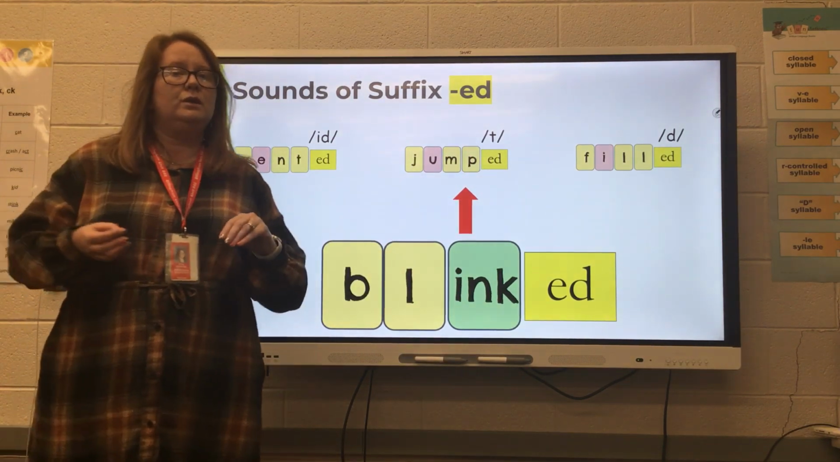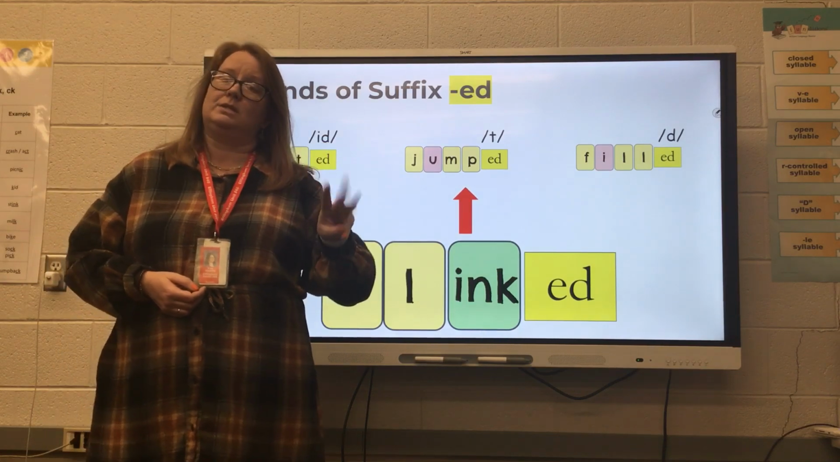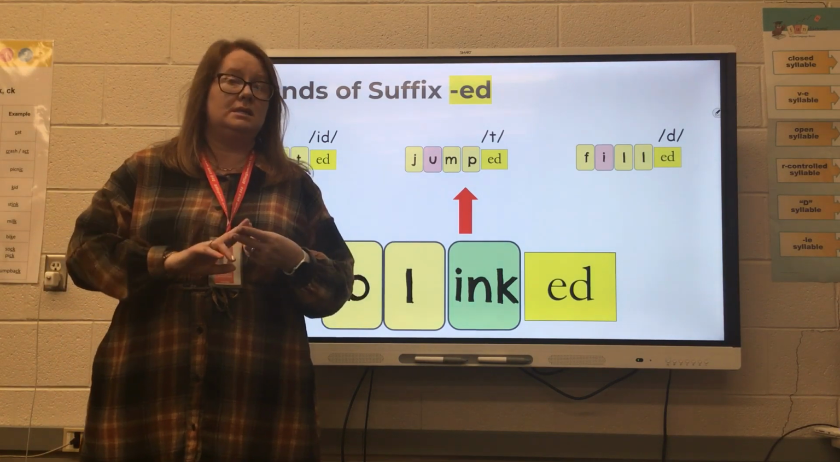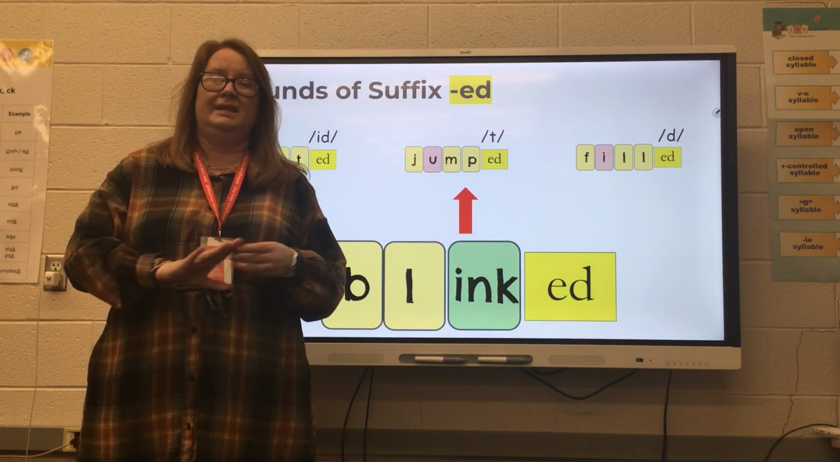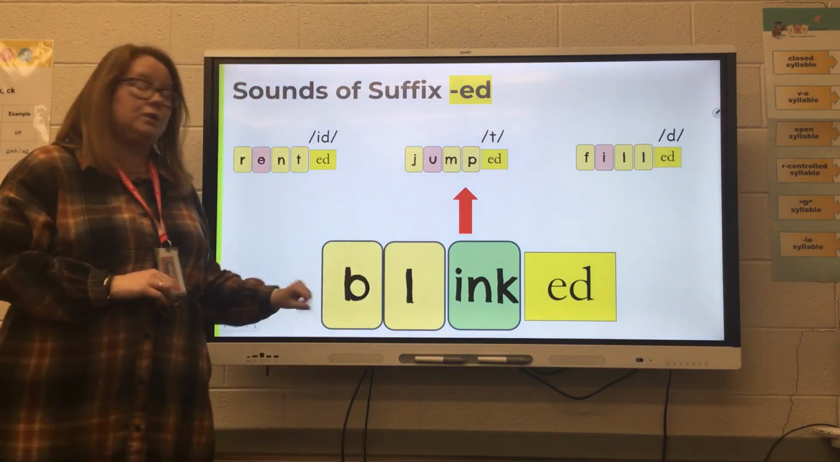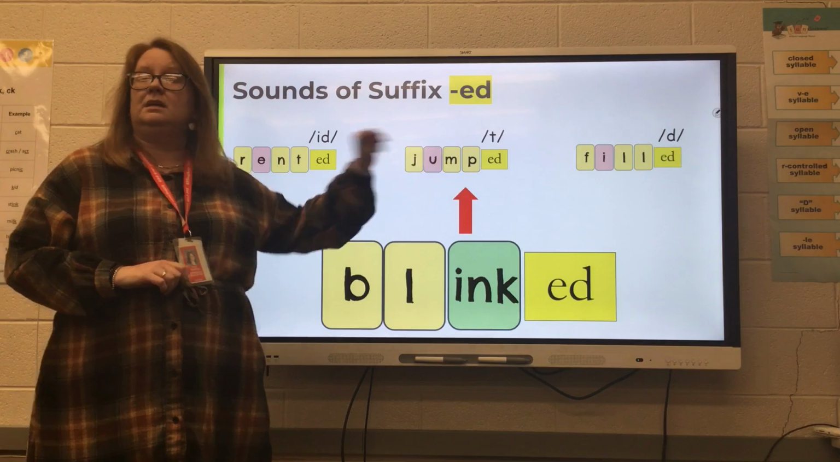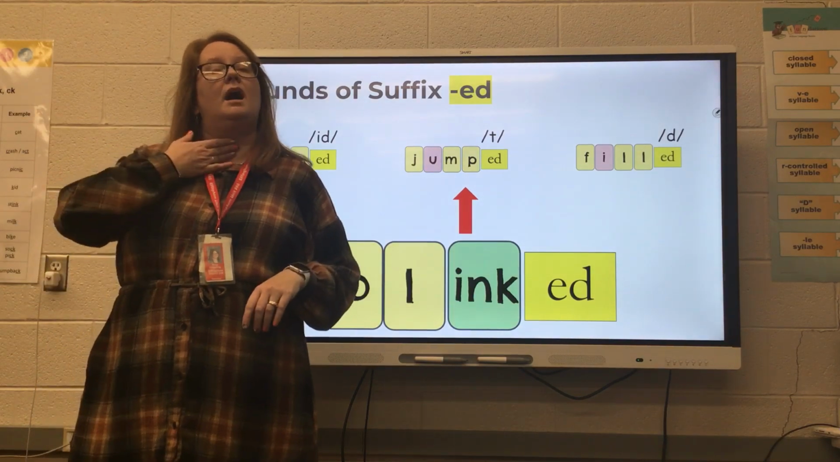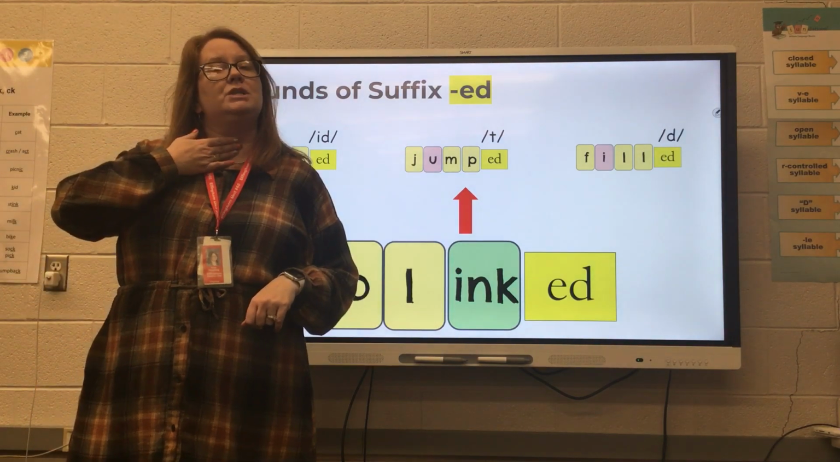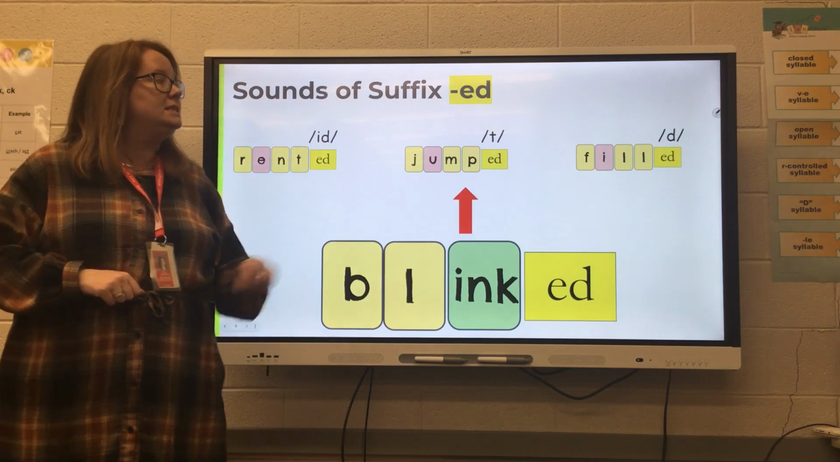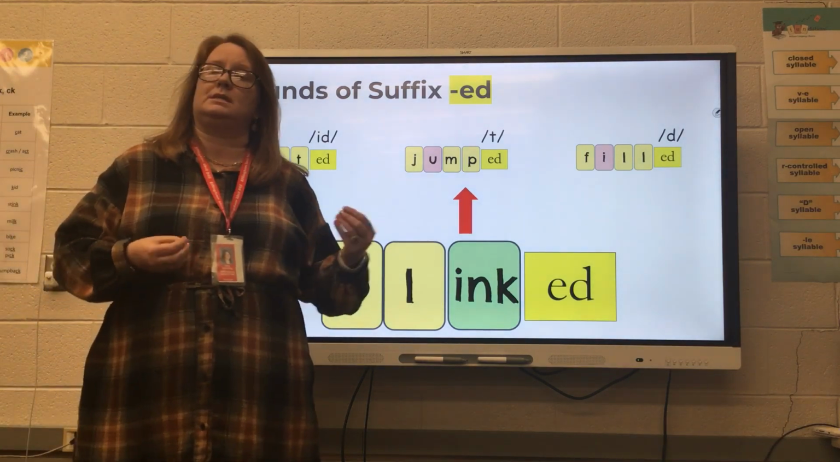So just to review, ed can make 3 sounds. Id, d, or t. It says id if our base word ends with a D or T. It says t if we have an unvoiced sound, no vibrations here. Or it says d when we end with a voiced sound.